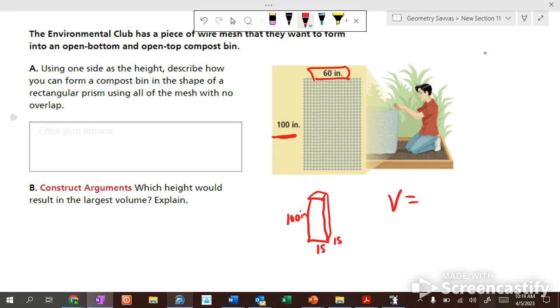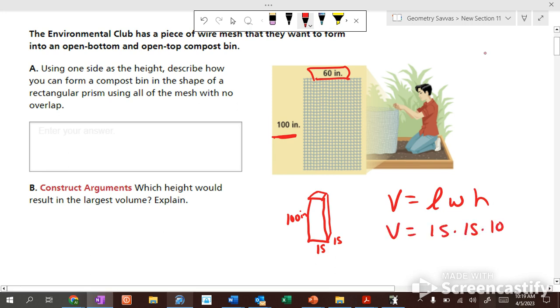Well, the volume of a rectangular prism is the volume of a box. You like the length times the width times the height. Or the area of the base times the height. 15 times 15 times 100, which is 12,500, right? Now, what if we tipped it the other way?